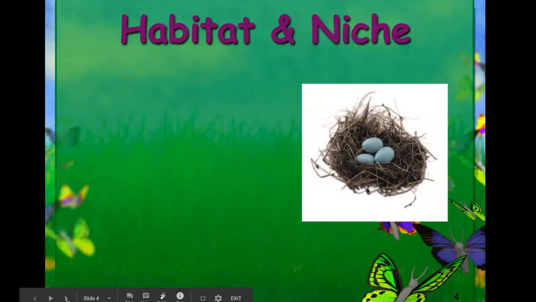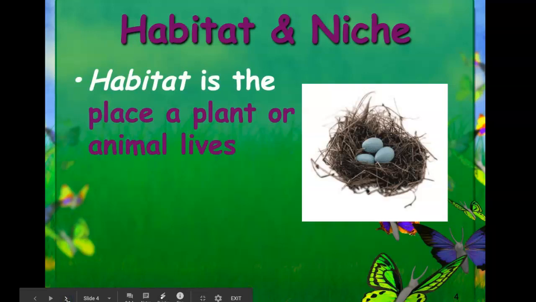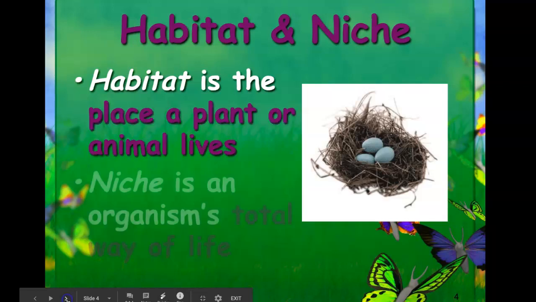Two important vocabulary words for us to understand when speaking of ecology are habitat and niche. Remember, CH has a K sound in Latin, and most science words are Latin or Greek. Your habitat is going to be the place where an animal or plant lives. For example, Sage's habitat would be our classroom, which is now my house.